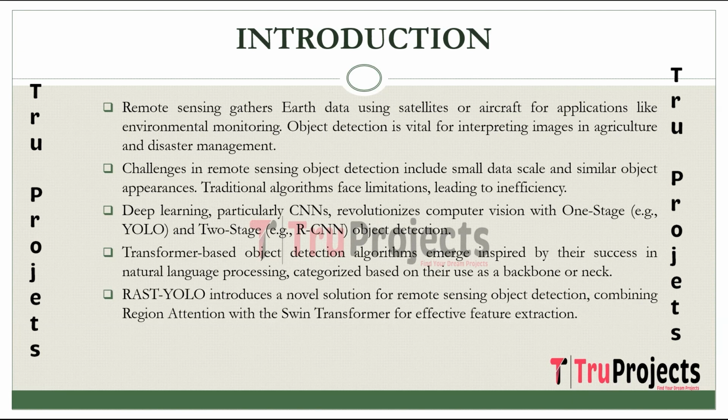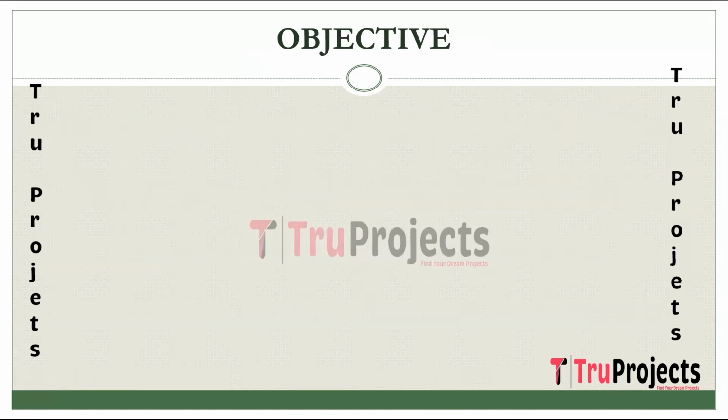To address challenges in remote sensing object detection, the project introduces the RAST YOLO algorithm, which is You Only Look Once with region attention and Swin transformer, as a novel solution. This algorithm combines the region attention mechanism with Swin transformer as the backbone to effectively extract features, thereby extending the information interaction with the range of the feature map.